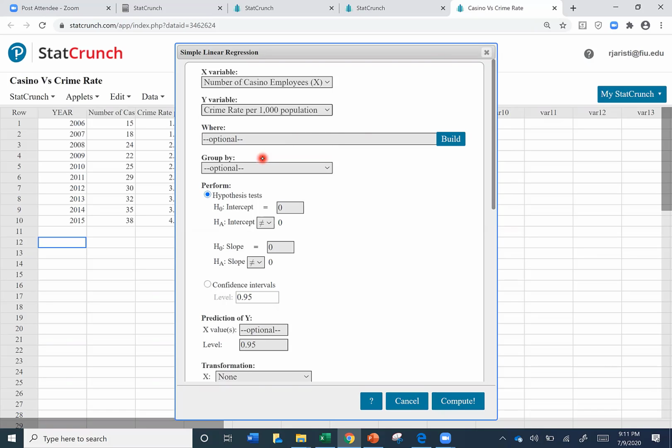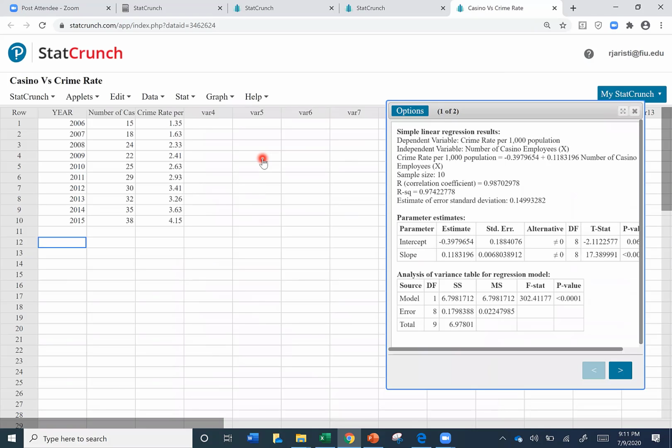Then we click compute and we obtain all the information. Also, if you want to test a hypothesis, whether the slope is 0 or different from 0, you need to select hypothesis test. Or if you want the confidence interval for the slope, you need to select confidence interval. Remember that at compute. And we have here this information.